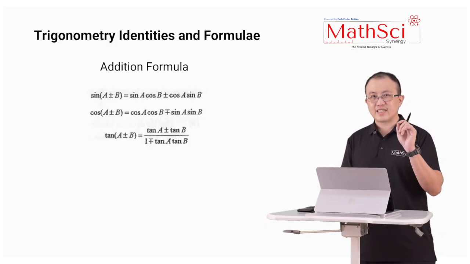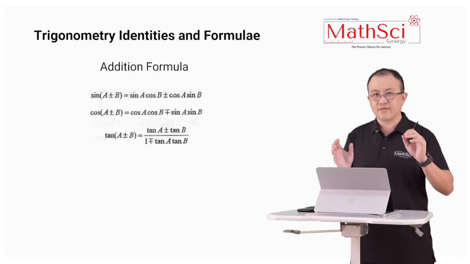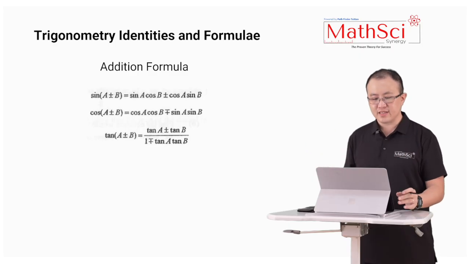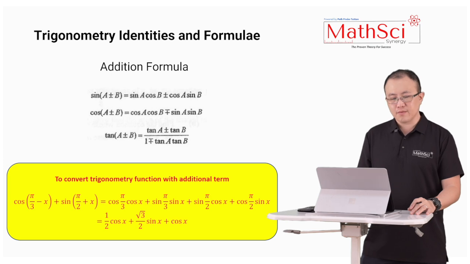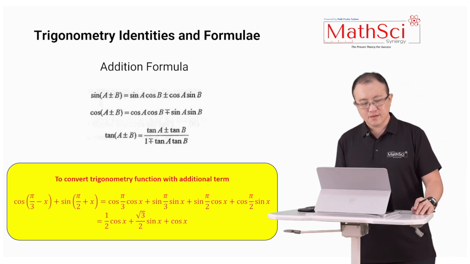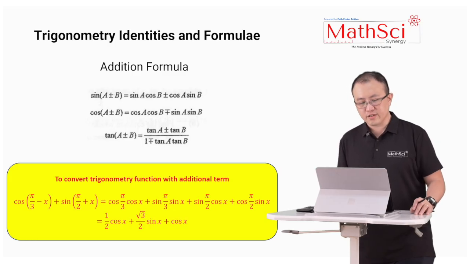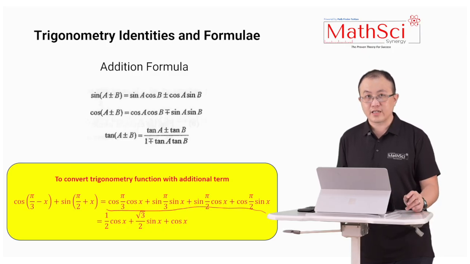Okay, last one, the addition formula. The addition formula is commonly used when you have a sine or cosine with a bracket, and in this bracket you have 2 terms, right? So an example will be this. Imagine you have cosine of pi over 3 minus x, plus sine of pi over 2 plus x. So if you use the addition formula, you could further simplify it into the following on the right side.